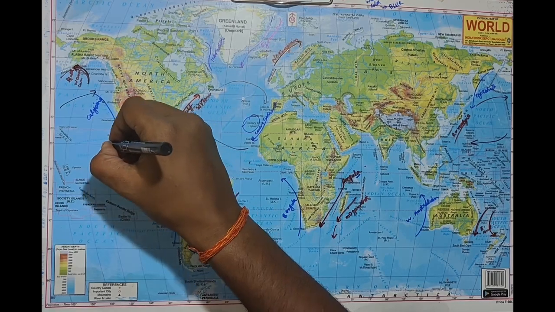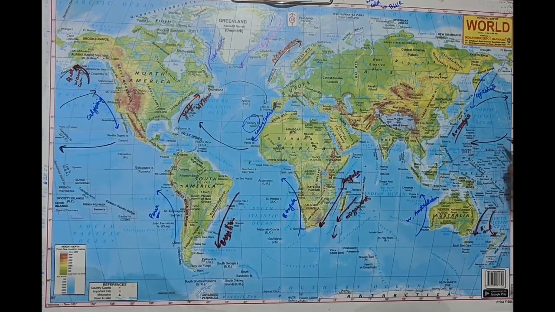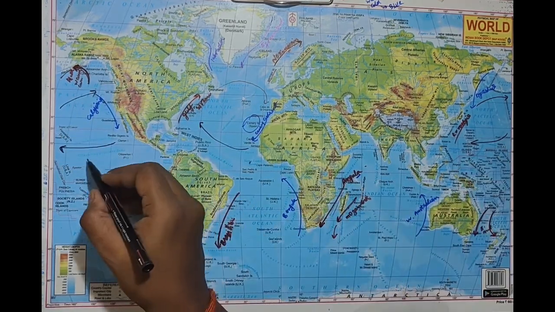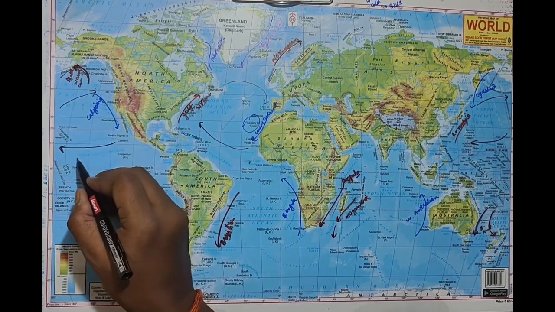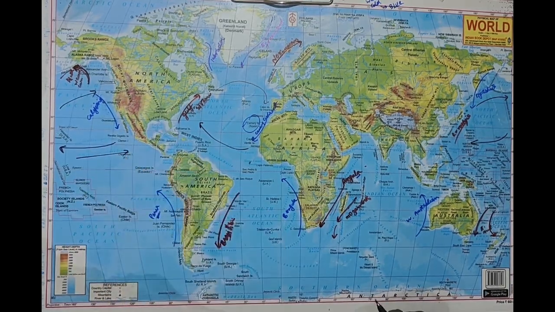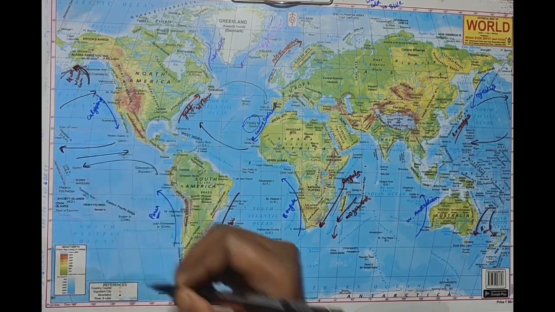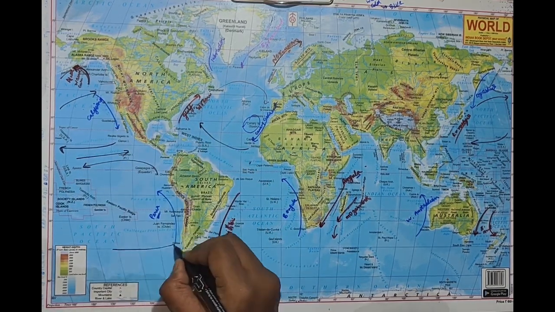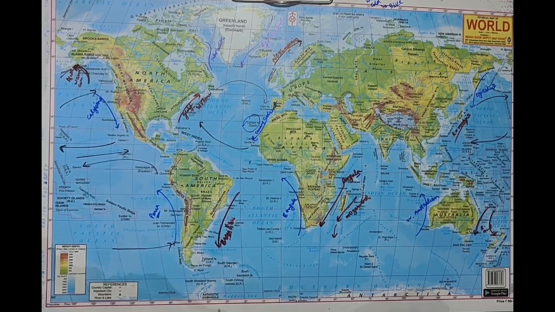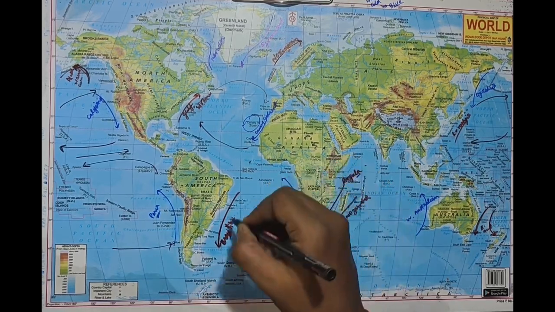So it must be going away. So it is coming from here. Okay, the next one is the equatorial counter current. Okay, equatorial counter current. This one is South Pacific, this one. Okay, again one more circular direction over here.